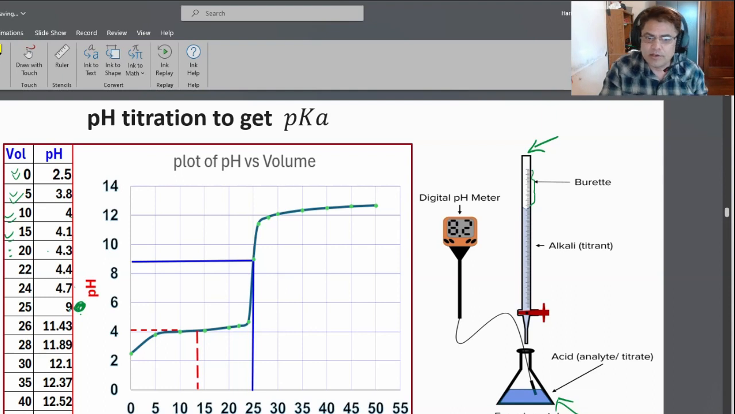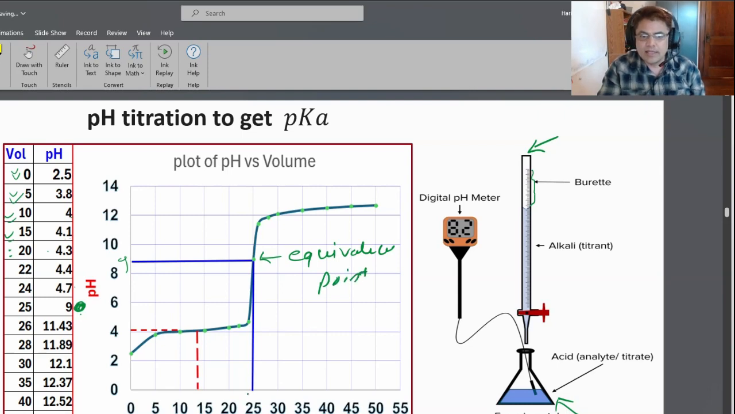That big jump point is the equivalence point, guys. Look at that. This is the big jump, right? It is a 9. See that? That big jump is the equivalence point. That's why 25 ml is your equivalence point. Makes sense now? Okay. Why that is the equivalence point, I will show you in a minute.